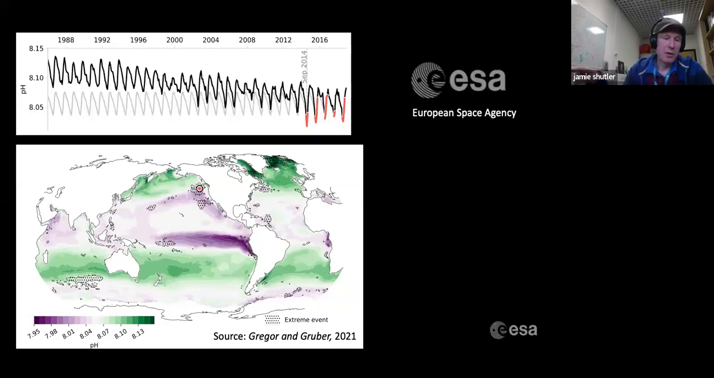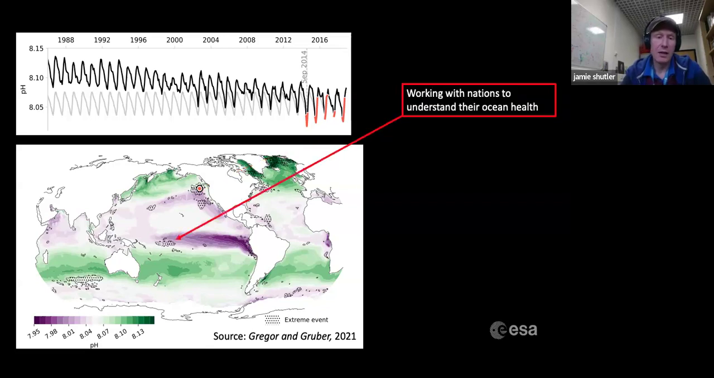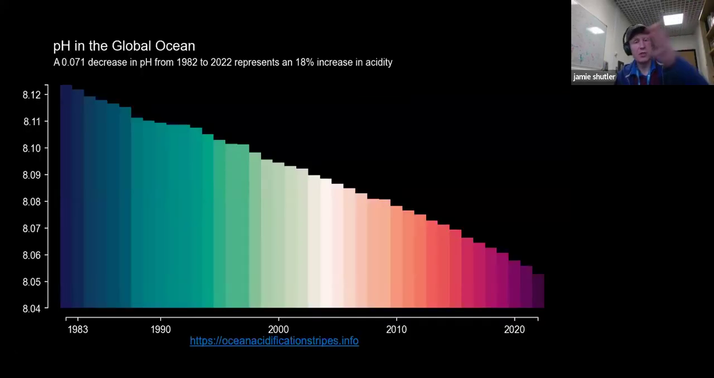And this allows you to track pH through time, globally and regionally, and these kind of approaches are now being used to advise resource managers in the west coast of the United States, for example, but also for raising awareness and the kind of plight of the ocean. And we're also working with groups in the Western Pacific to use these data to help guide their decision making as well.